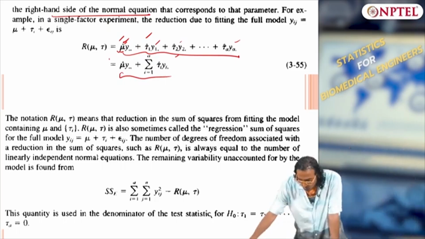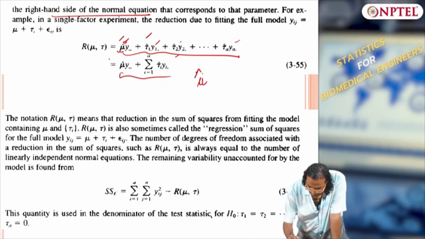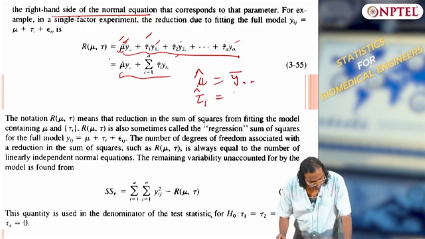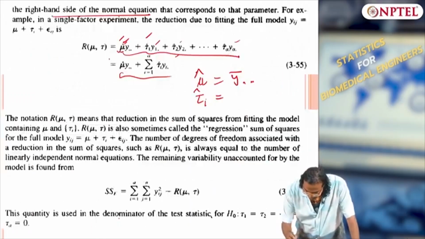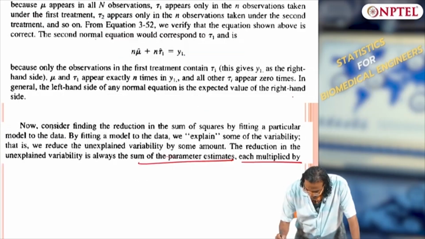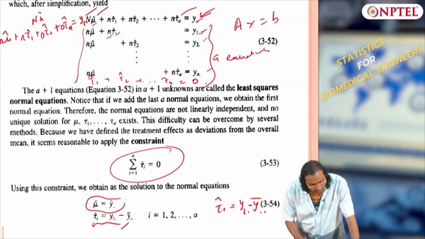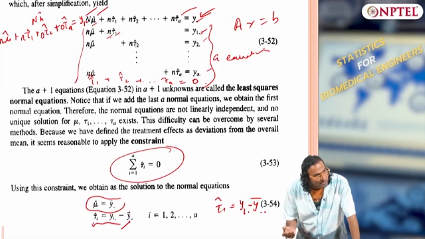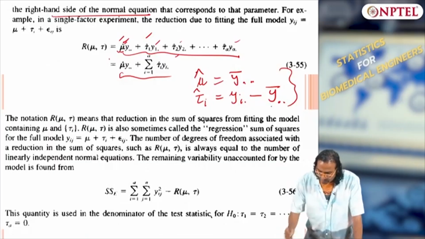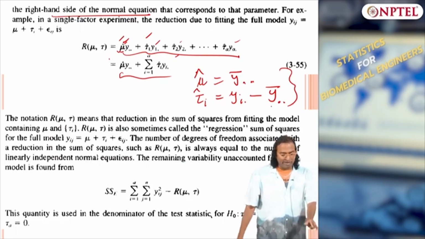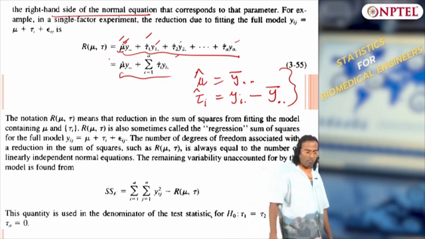Remember I know what is mu hat. Mu hat, I have estimated, this is nothing but y bar dot dot, and what is tau i hat? Tau i hat I have estimated again using the normal equations, this is nothing but y bar i dot minus y bar dot dot. This is what I have estimated after solving for a plus 1 equations, okay. So this is my total variance explained by the model.